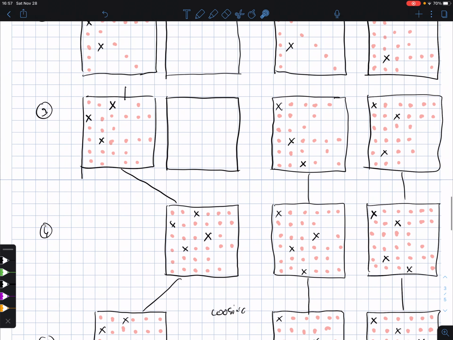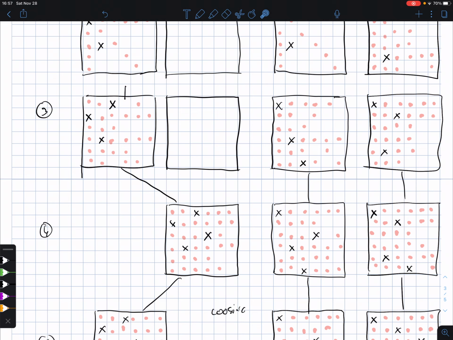So I have to backtrack to the previous level, which has no other choice. So I have to backtrack to the level before. Oh, there was a choice, so I have to try this one out.